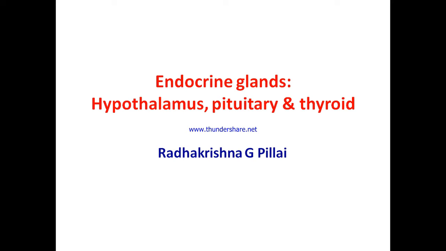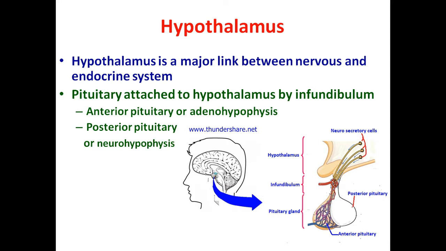This is the second lecture on endocrine glands. In this lecture, I will be talking about the hypothalamus, pituitary, and thyroid glands. The hypothalamus is a major link between the nervous and endocrine systems, and some of the endocrine glands are controlled by the hypothalamus by the secretions from the neurosecretory cells.